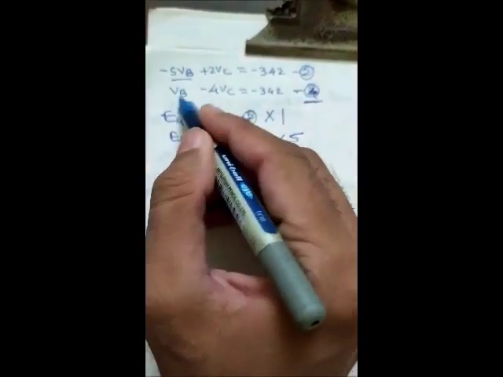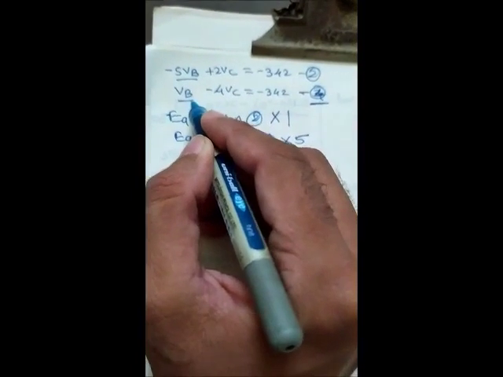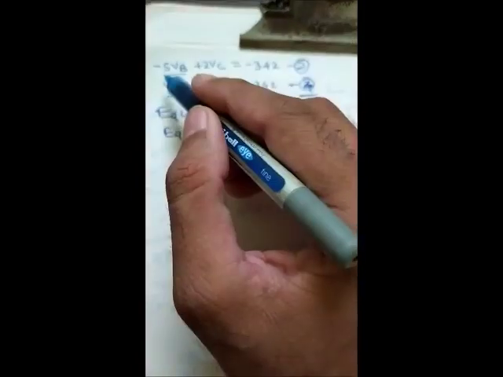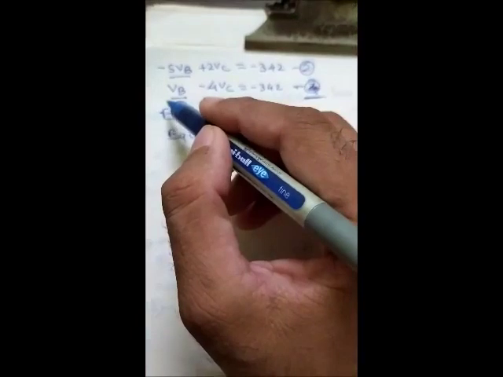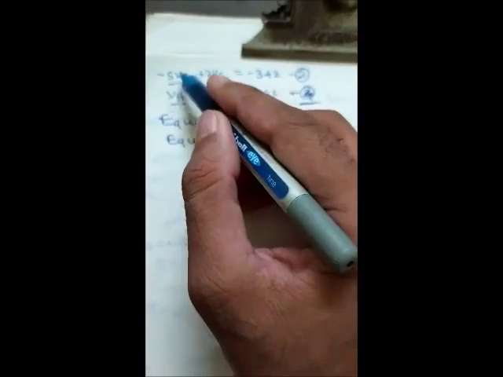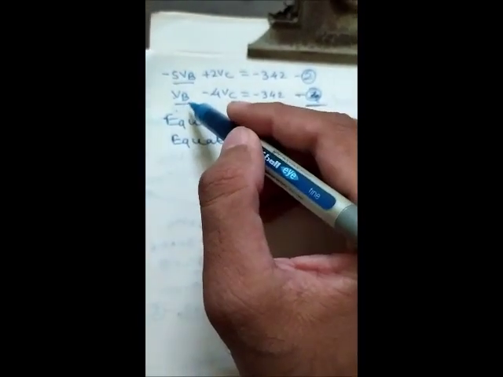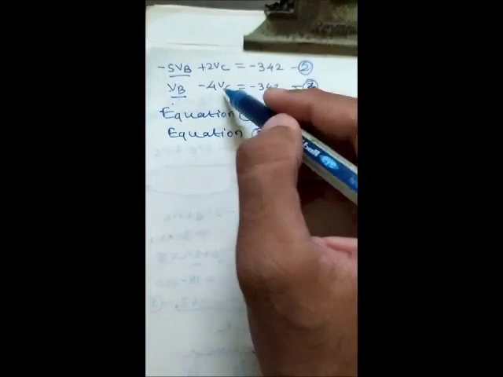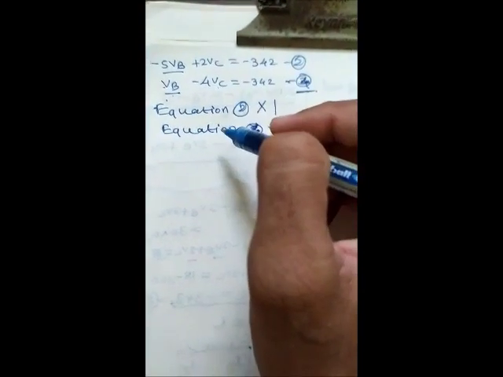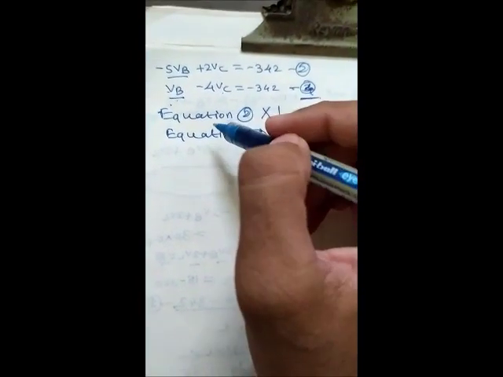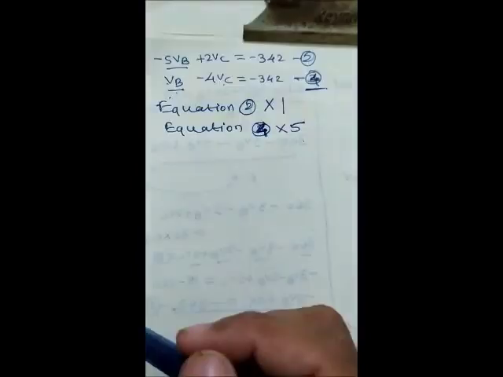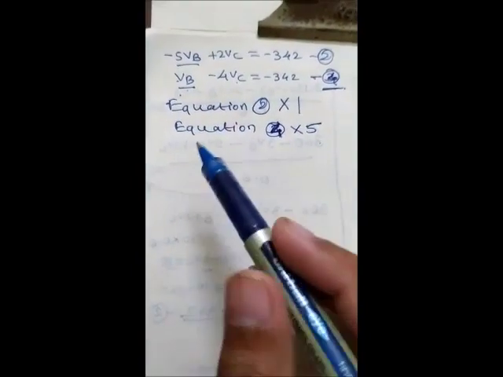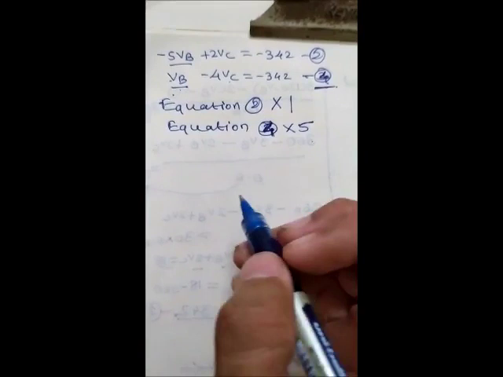To equate this term of VB, I have multiplied equation 2 by 1 and equation number 4 by 5, so that minus 5VB and plus 5VB will get cancelled. With this I will get the value of VC, and then putting the value of VC in either equation 2 or equation 4, you can find out the value of VB.